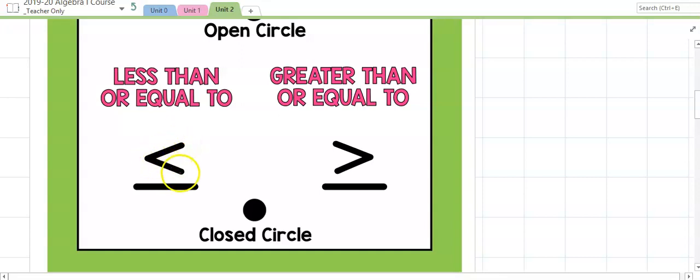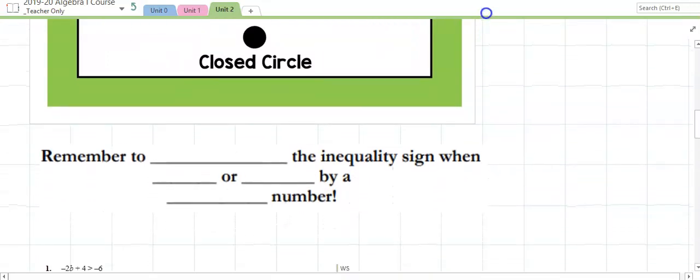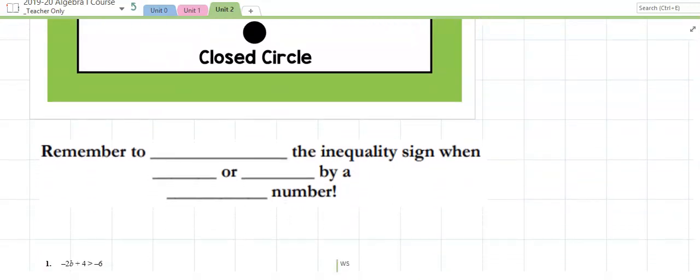Sometimes our inequality will be less than or equal to. That means we have the less than symbol and then we have half of an equal sign by underlining it, or greater than or equal to. When this happens, we're going to use a closed dot when graphing. Other than that, solving inequalities is just like solving an equation.